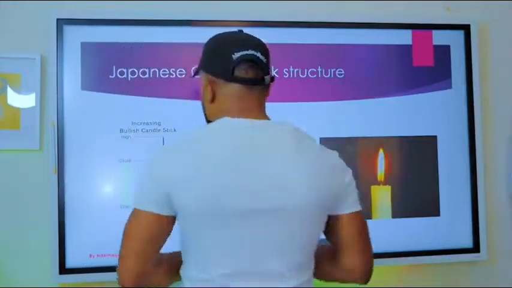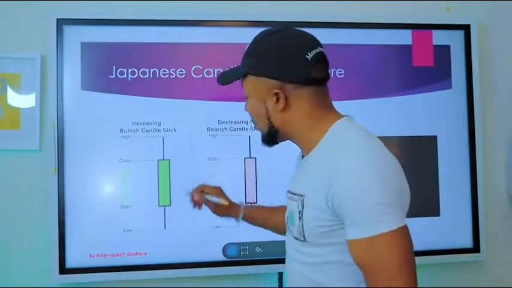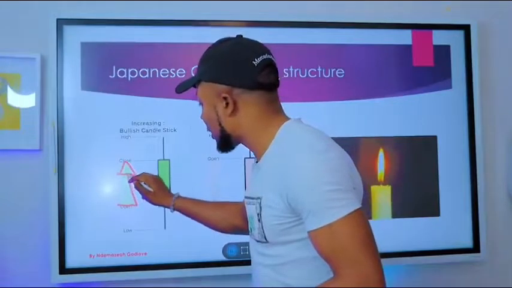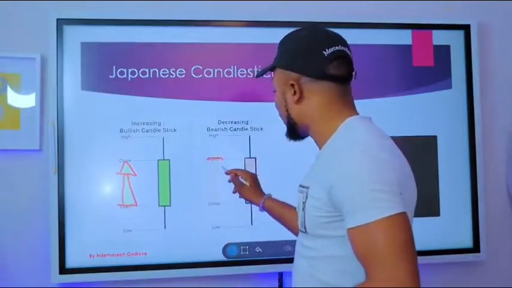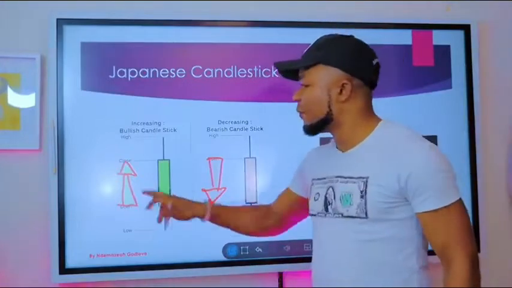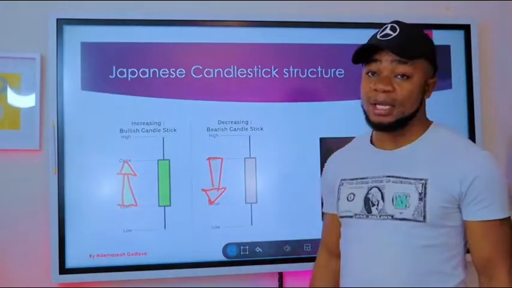All right. With that being said, let's see the structure of a Japanese candlestick. You can see the bearish candle here. We have this sign, which is like this. This one is an increasing candle, and this one is a decreasing candle. All right. So we have a bullish candle and we have a bearish candle.